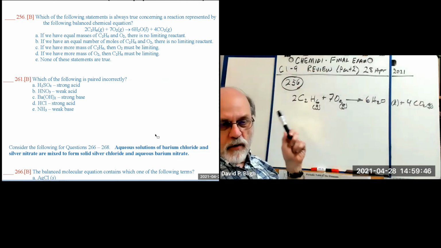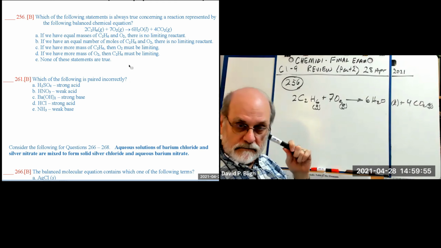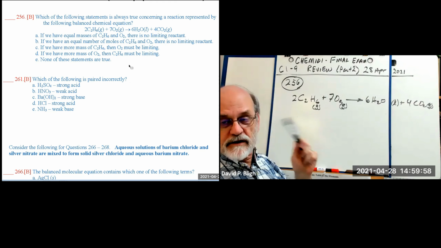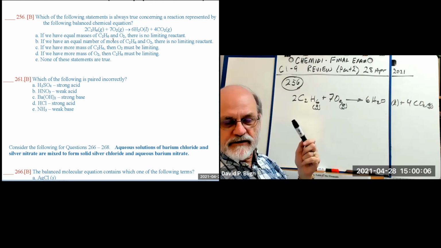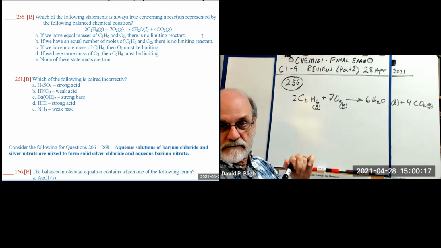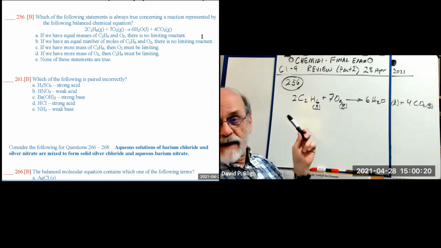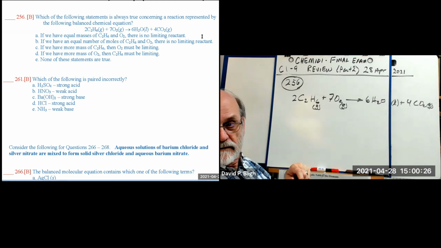Okay, so for that equation, what can we say? We've got an option down here that says none of these statements are true. So we have to look at all of them. But actually, we only need to find one that's true, and then E is out. So A: if we have equal masses of C2H6 and O2, there is no limiting reactant. All right. So how are we going to answer that question? Well, let's do it by moles. If you have 2 moles of this, what would that mass be?